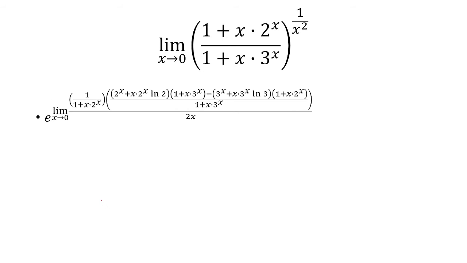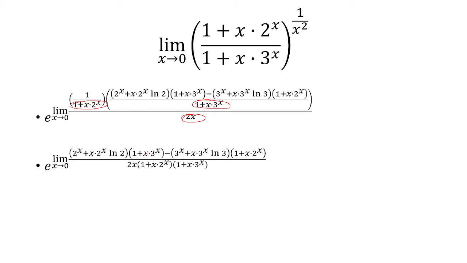And now I can bring everything in the denominator. So I have 1, I have 2, and then 3. This denominator is going to go in with the other 2. So it's going to multiply the 2x. So 2x can multiply 1 + x·2^x and 1 + x·3^x. Because the idea is, if we call the top a and the bottom b, if I do a divided by b, that's the same thing as a times 1 over b. So 1 over 2x will be multiplying the denominator.